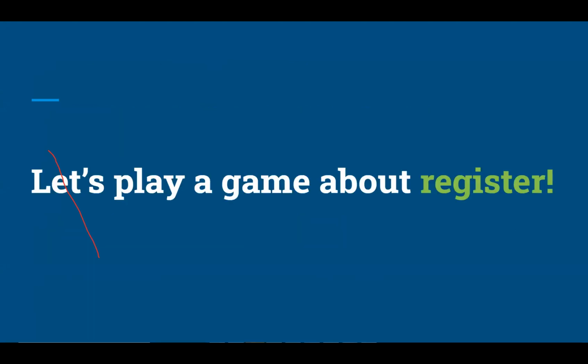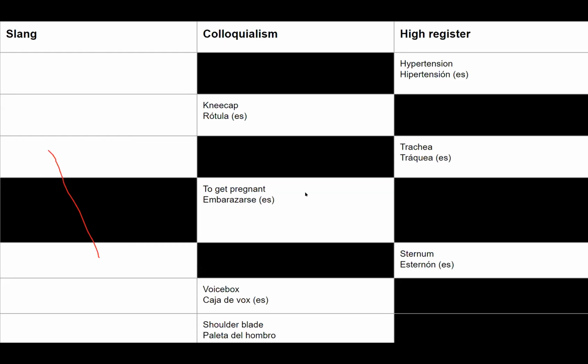Okay, so now we're going to play a game about registers. Let me explain how this game is played. We have slang, colloquialism, and high register. You can see hypertension, and I have the Spanish translations because that's my language, but it's valid for other languages. What I want you to do is tell me, in the chat or by turning your mic on, what you think is the colloquial version of hypertension. If you can come up with a slang, that will be great, because I don't have that slang, but maybe there is one. You cannot know all slang and all colloquialisms. So anyway, who wants to go first?